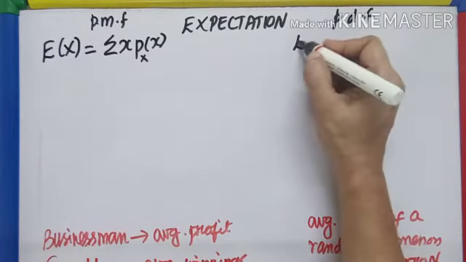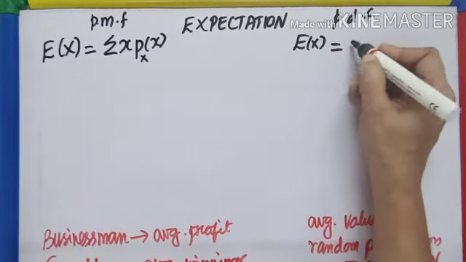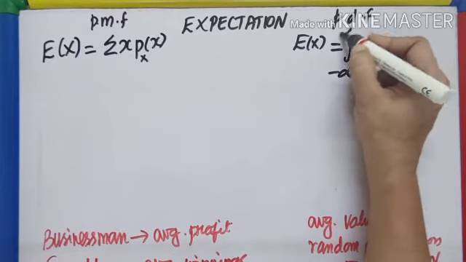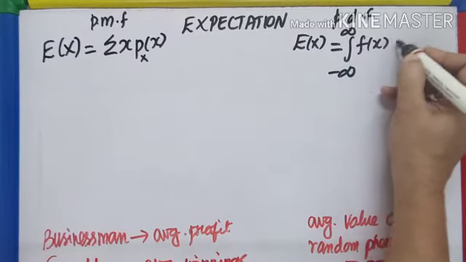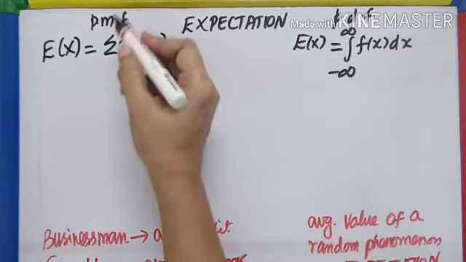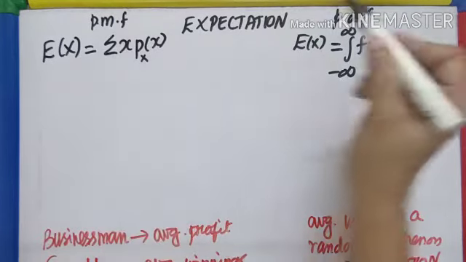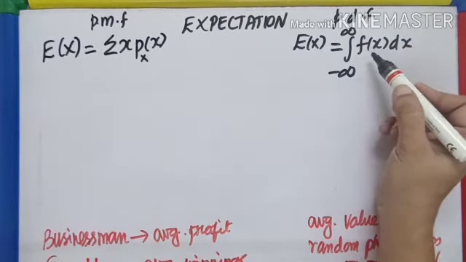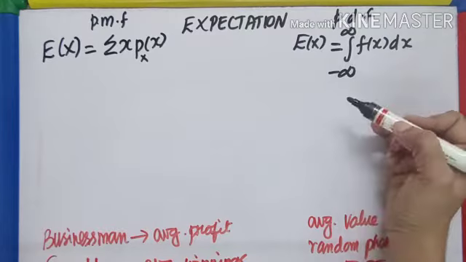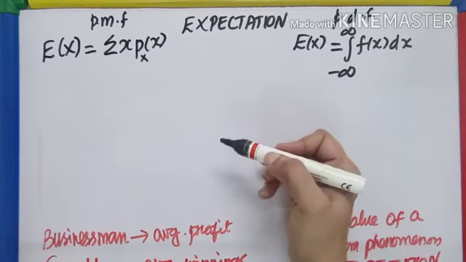Here the same E of X we denote as the integral from minus infinity to infinity of x f of x dx. So for the p.m.f. it is sigma, and for the pdf it is the integral from minus infinity to plus infinity of x f of x dx.